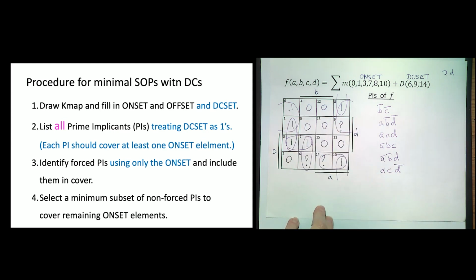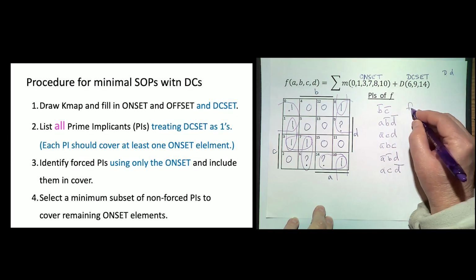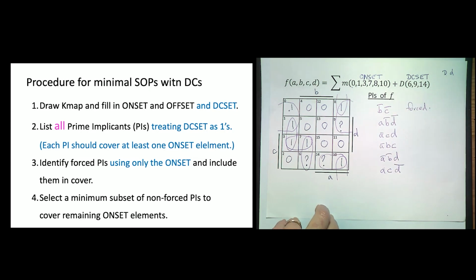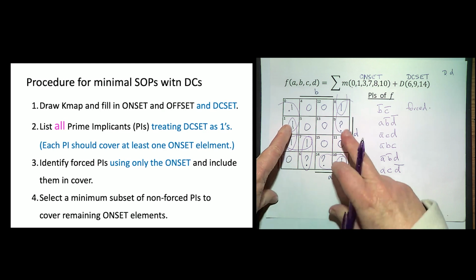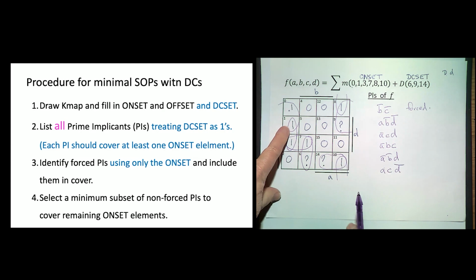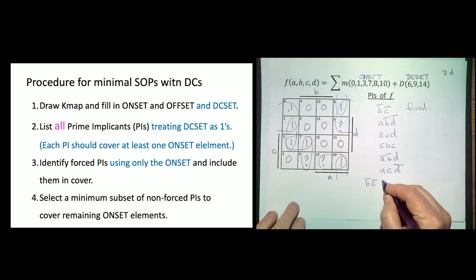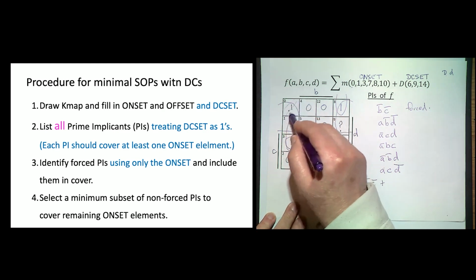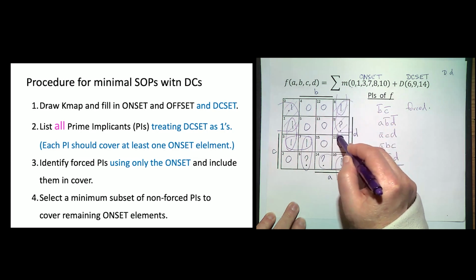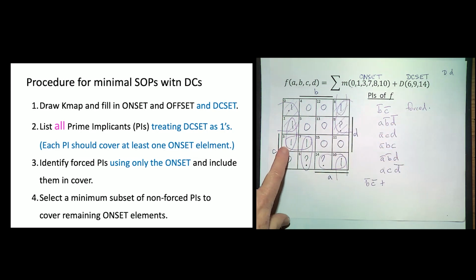There's this one, which is B bar, C bar, right? So this one's forced. Any other cells only covered by one? Oh, no. Okay, so this is the only forced one here. Every other cell has two choices, except for don't cares, but don't cares don't force anything. So we have B bar, C bar, plus, okay, so when I take B bar, C bar, I've covered these 4 cells, and now I need to cover these 2 and this one.